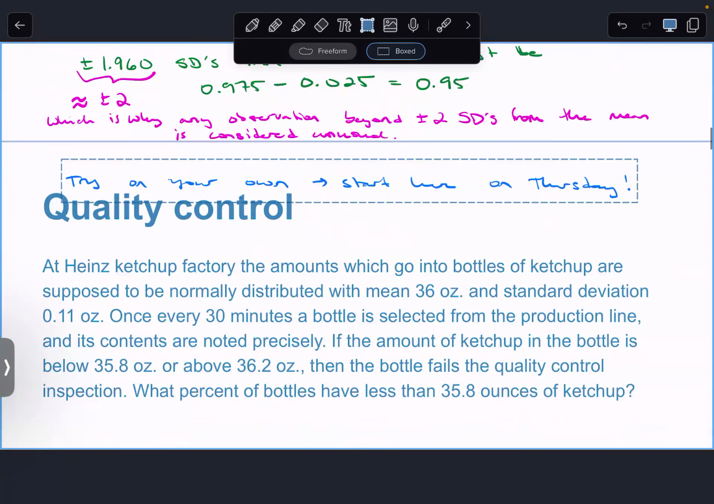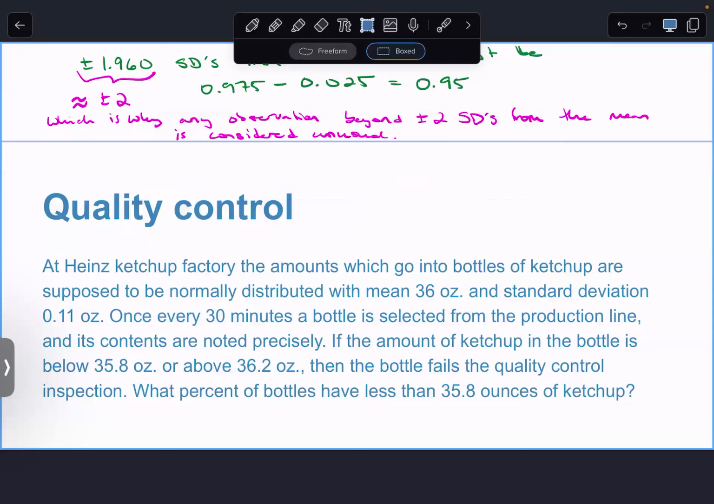Here, now we're ready. I said try it on your own and then pick up here on Thursday. Well, I did a little bit more, but here we are on Thursday, ready to go.